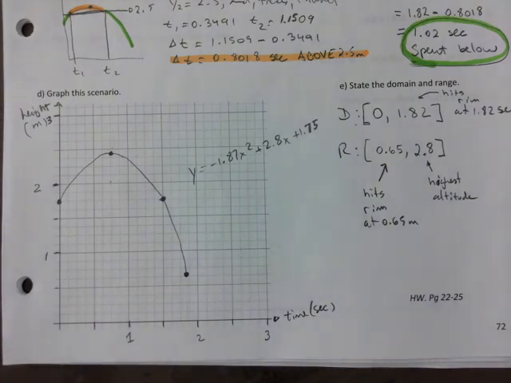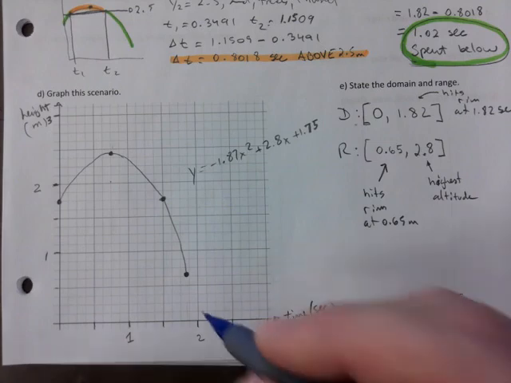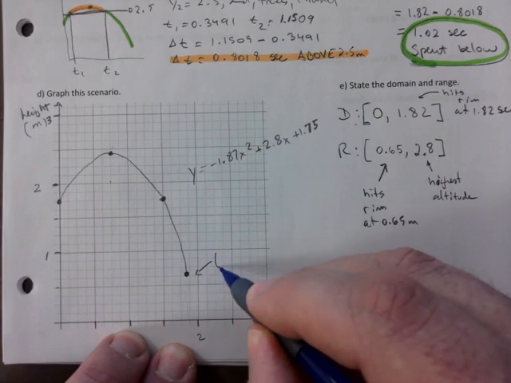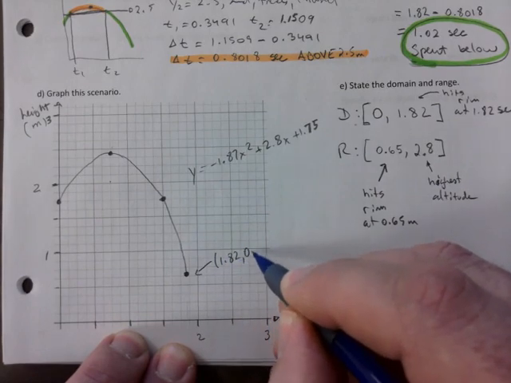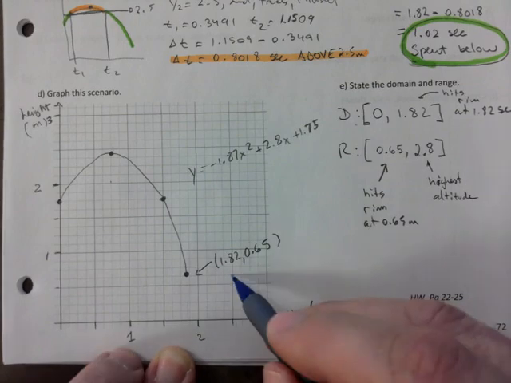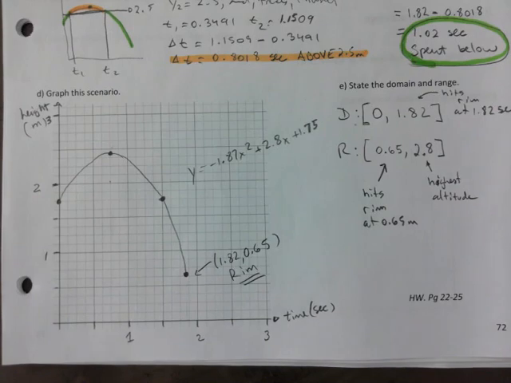Just make sure you don't go past your domain and range. This one here? Yeah. This is the rim of the garbage bin. So this one is 1.82, 0.65 essentially. Does that make sense? This is the rim. Okay, right there. So this would not be hitting the ground. Yes. It's not 2.8.